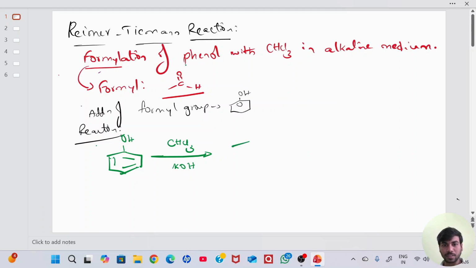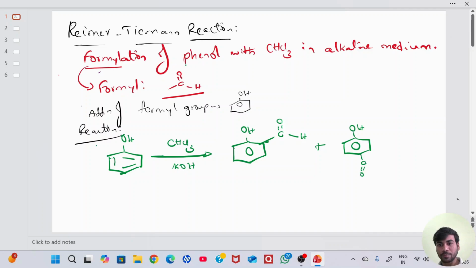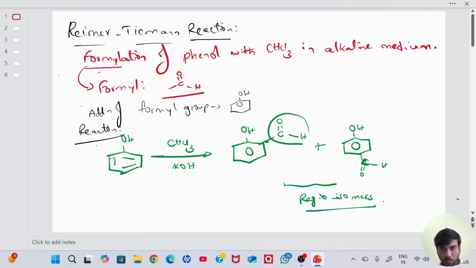and the alkaline medium is provided with the help of potassium hydroxide, and you will get two different products, that is the addition of aldehyde group at ortho position with respect to phenol moiety, or the other product, the addition of aldehyde group at para position with respect to phenol moiety. Okay, these two are known as regioisomers. Because they have the same molecular formula, but the chemical group differs in the location or position or the region within the molecule, therefore they are regioisomers.